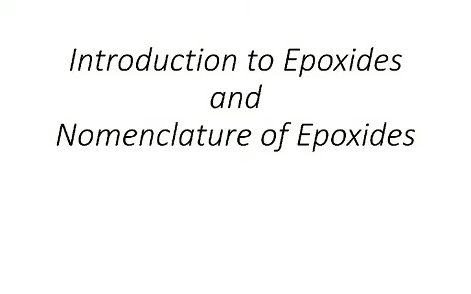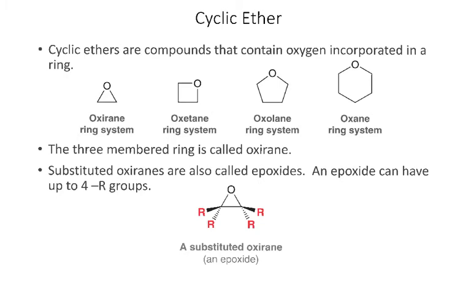Okay, in this video we're going to be introduced to a new functional group called an epoxide, and we're going to talk about how to name these compounds as well. So we can have cyclic ethers of various sizes, where we have a ring system where the oxygen is part of the ring. In this video, we're going to be specifically interested in the three-membered ring. And when we have this three-membered ring, this compound is called oxirane.